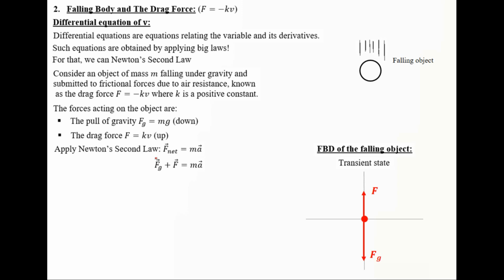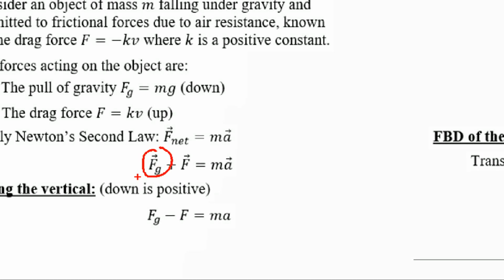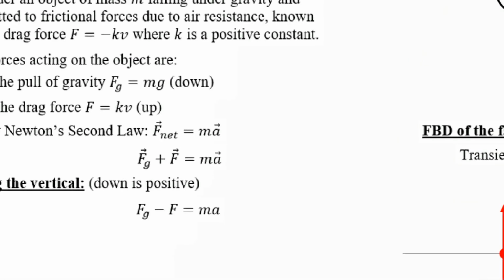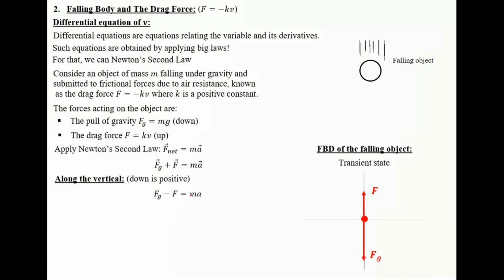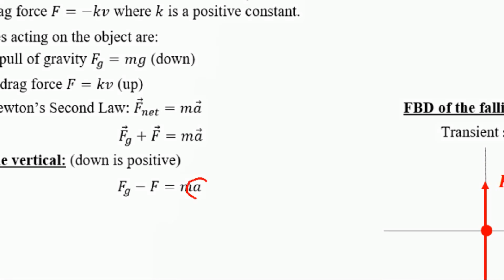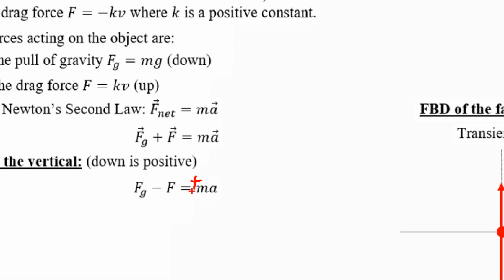Now we have the pull of gravity and the drag force. We need to project this equation because this is a vector equation. I'm gonna consider the vertical direction, and down is positive. Then in this case the pull of gravity is gonna be positive because it's down, and for the drag force it's gonna have a minus sign. And remember always that the acceleration has no projections, no positive or negative projections.